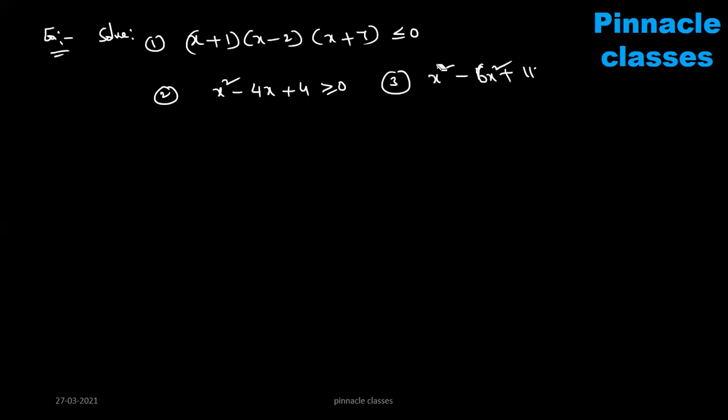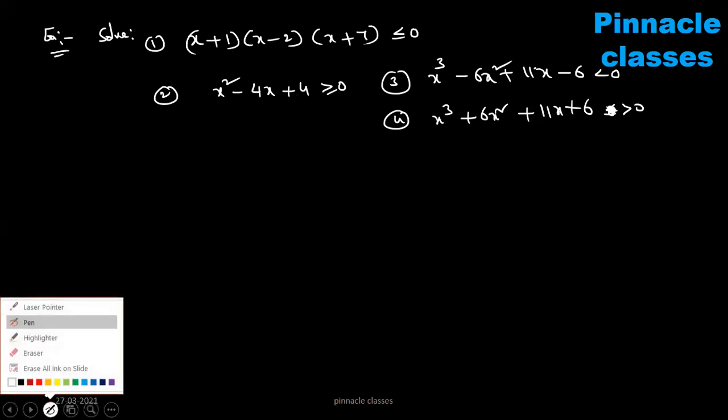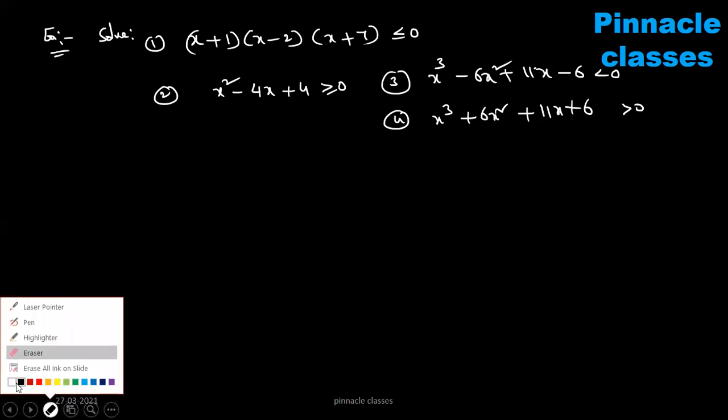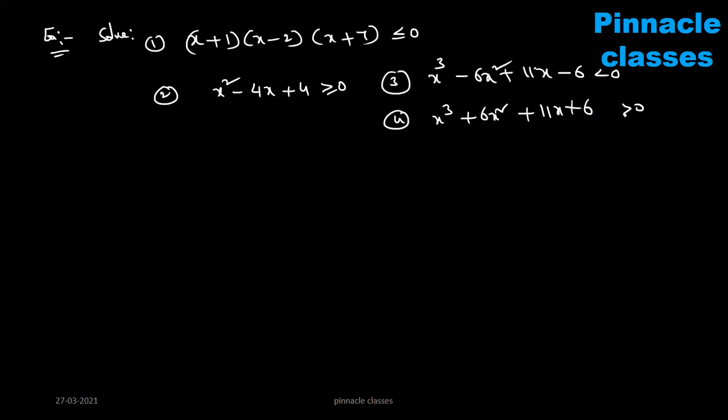So this one I'm giving carefully, x cube minus 6x square plus 11x minus 6 less than 0. Fourth one, x cube plus 6x square plus 11x plus 6 greater than 0. See, if you are observing question number 1 and 2, directly you can solve. But question number 3 and 4, what to do here, dear students? In this case, we should factorize them. That is the concept.